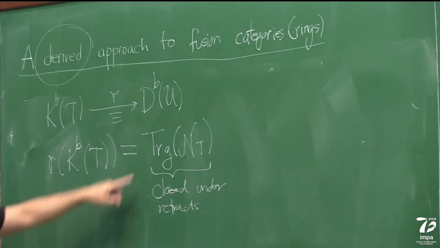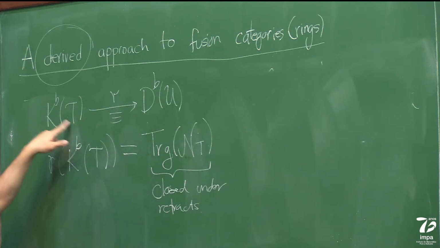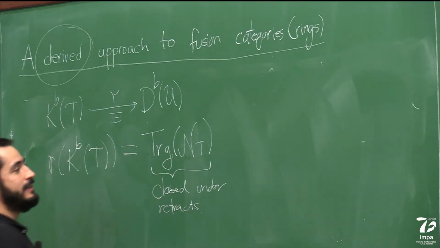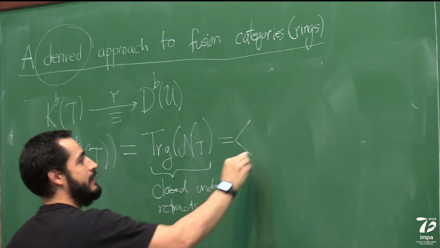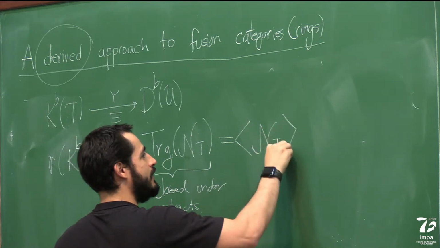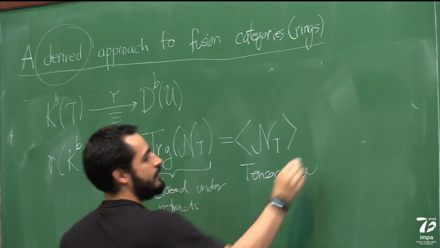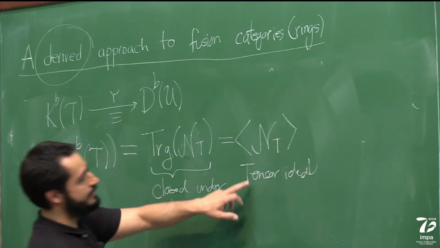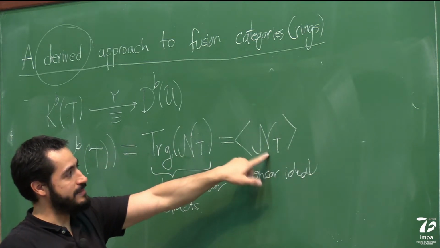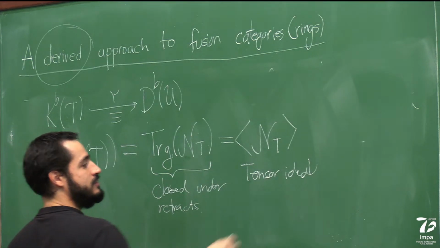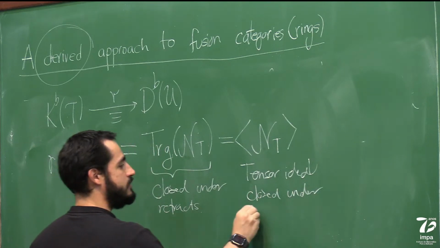This is important because we also have a tensor product here. These are not just triangulated categories, these are also monoidal categories. When this category is closed under retracts in a monoidal category, I will denote it like this. And this is just the tensor ideal. That means the tensor product with any module in the whole category remains here when I tensor with a negligible tilting. This is a tensor ideal closed under direct summands.